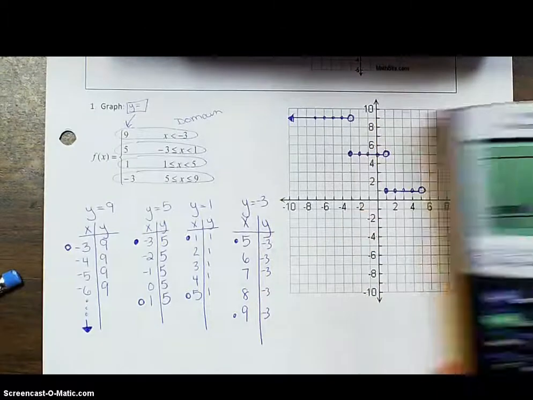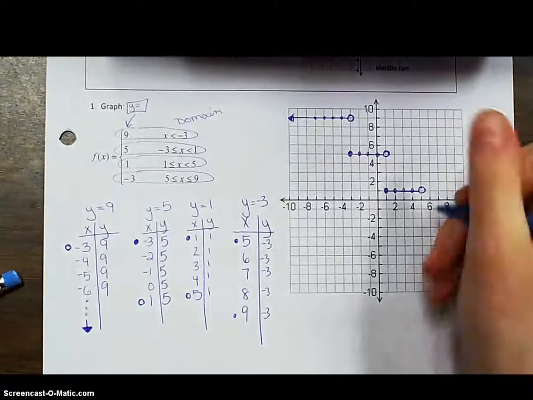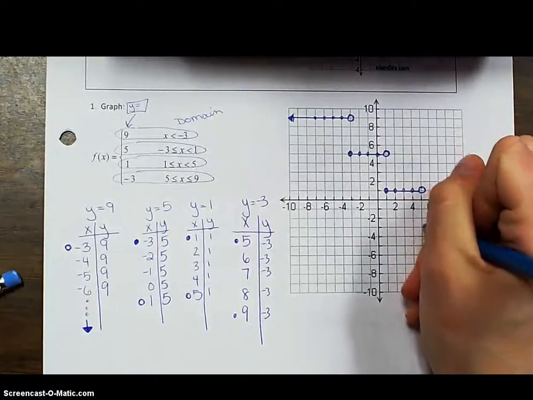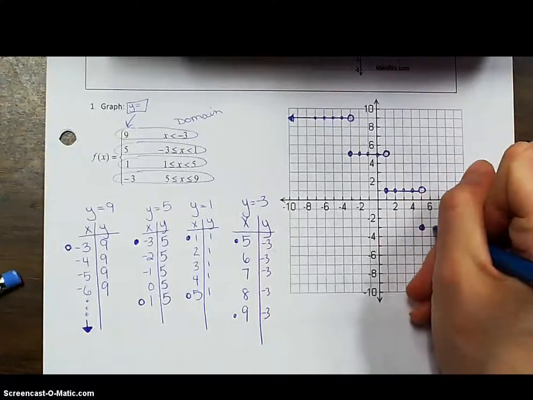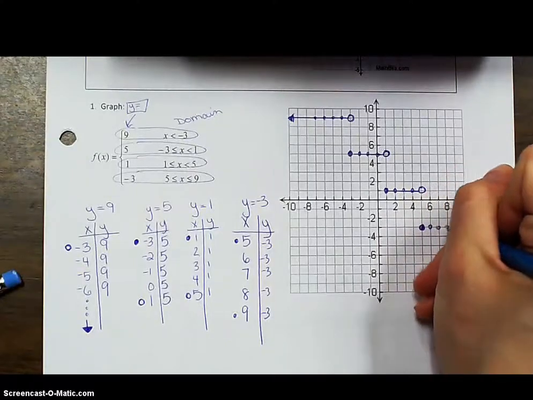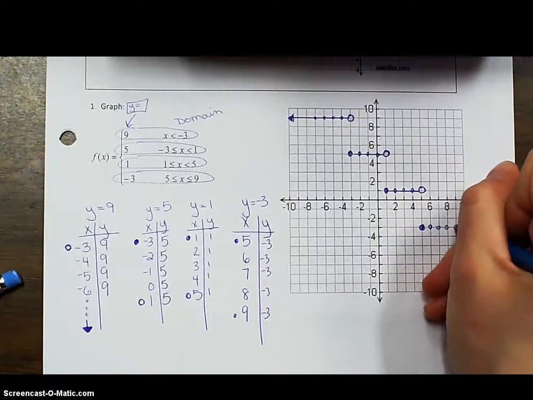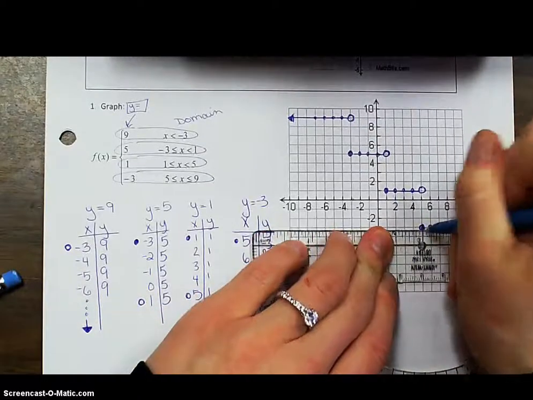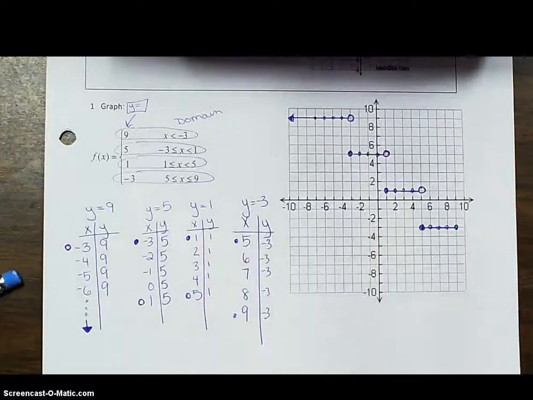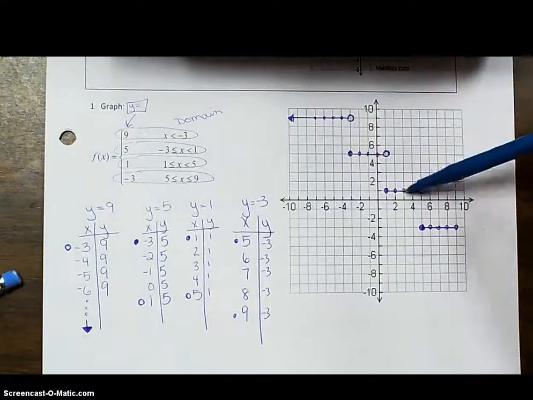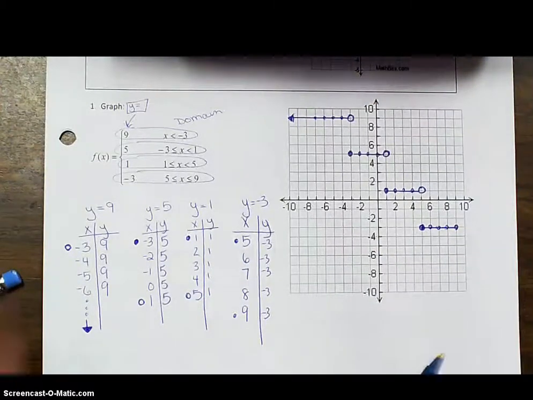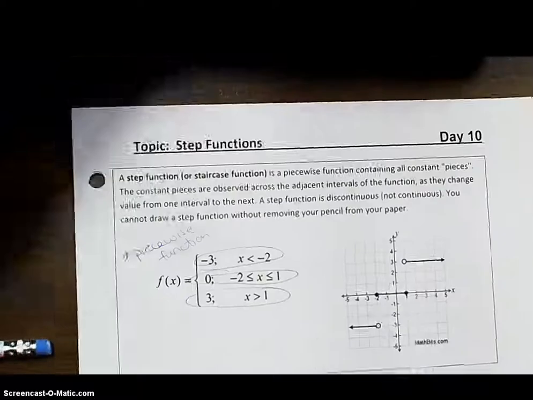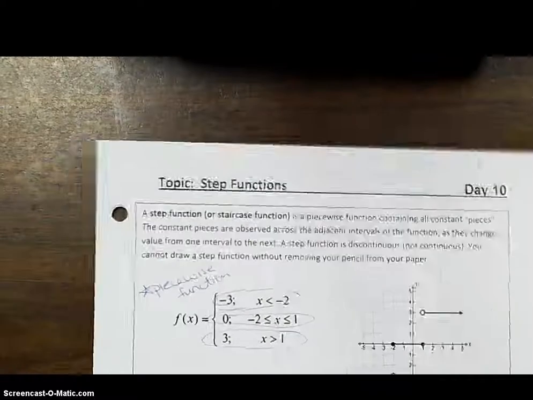All right, so let's go ahead and plot those now. So 5, -3, closed dot. Closed dot, closed dot, closed dot. 9, -3 is another closed dot. And now I can connect those. So ladies and gentlemen, you just created your very first step function. So we're going to step down each interval. Nicely done. All right, let's go ahead. We're going to flip to the back.